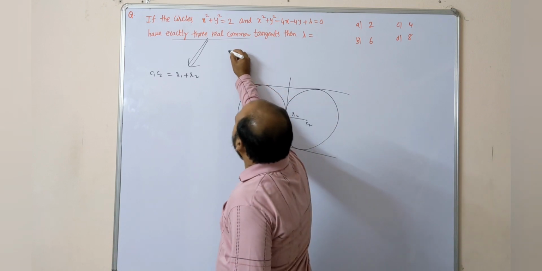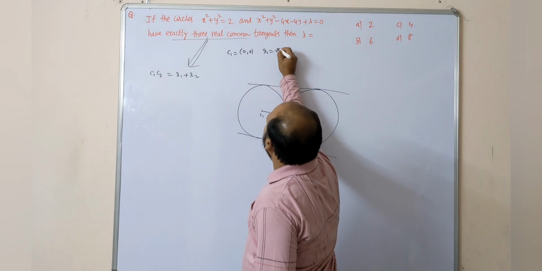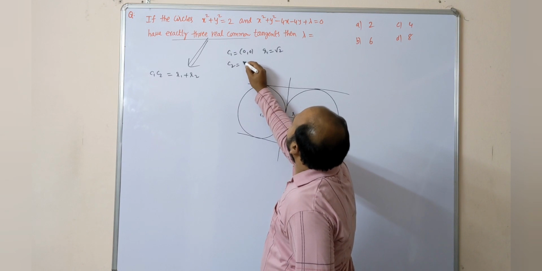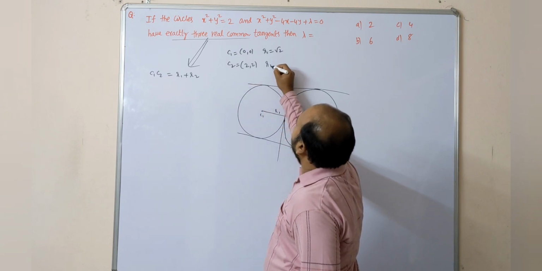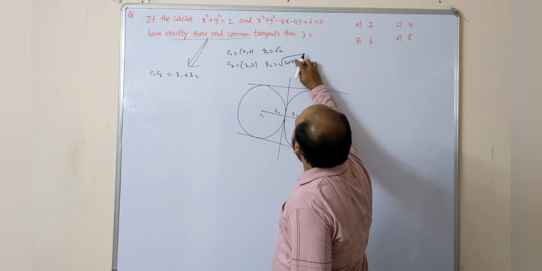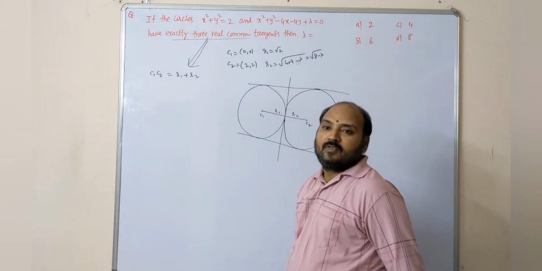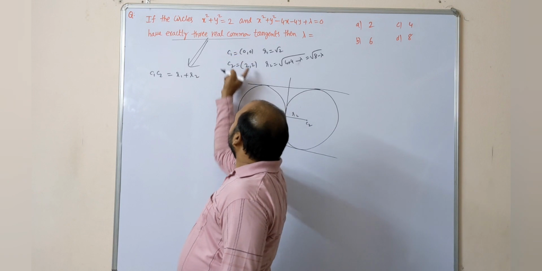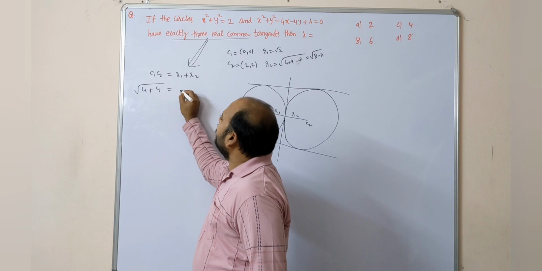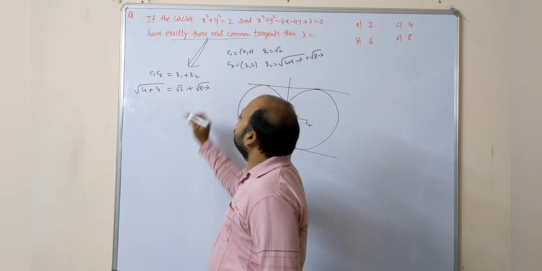From the first circle, C1 is the center 0, 0, and radius R1 is equal to root 2, root 2 whole square you can write. From the second circle, C2 equal to center 2, 2, and R2 is square root of 2 square plus 2 square minus c, so minus lambda will come. So that is equal to root 8 minus lambda. After that, C1 C2, the distance between them, is root over 0 minus 2 whole square plus 0 minus 2 whole square. R1 value root 2, R2 value root 8 minus lambda.